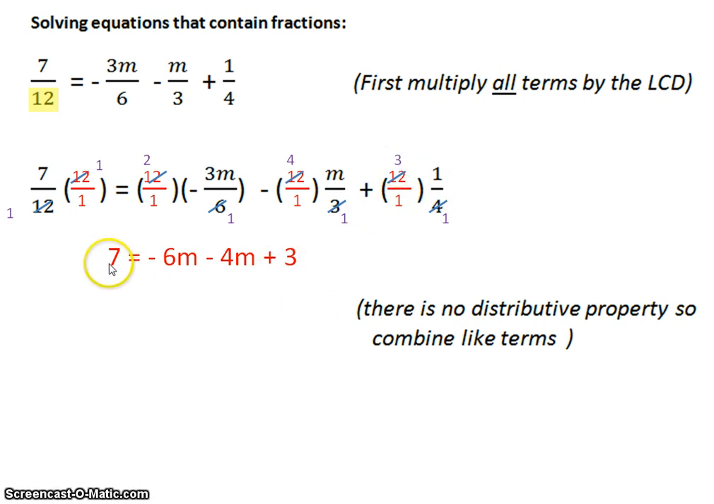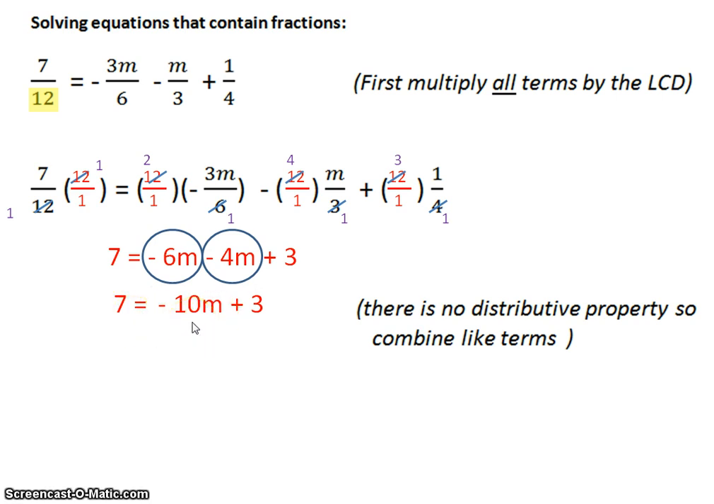Now, on the left-hand side, there are no like terms. Let's take a look at the right-hand side. I've got negative 6m and minus 4m. Those are like terms. I'm going to combine those to a negative 10m. I'm going to bring down the remaining terms of plus 3 and on the left-hand side 7.